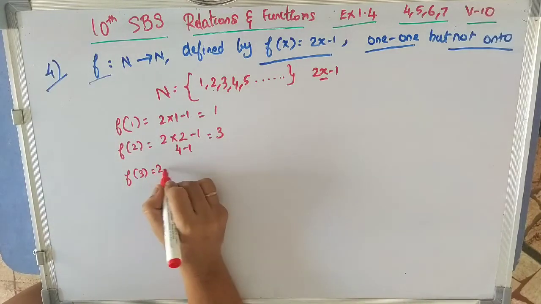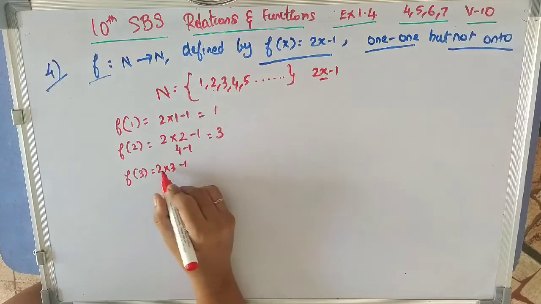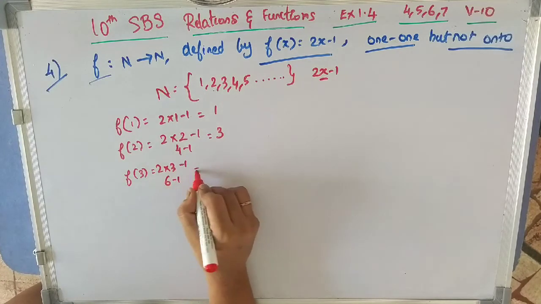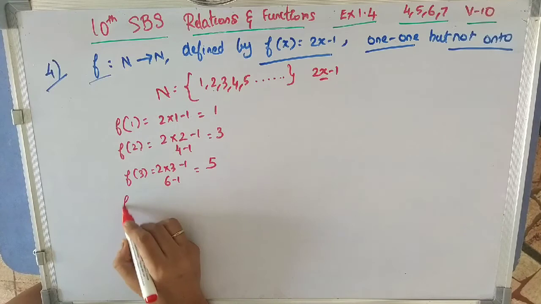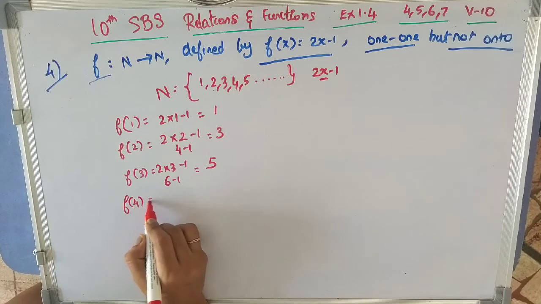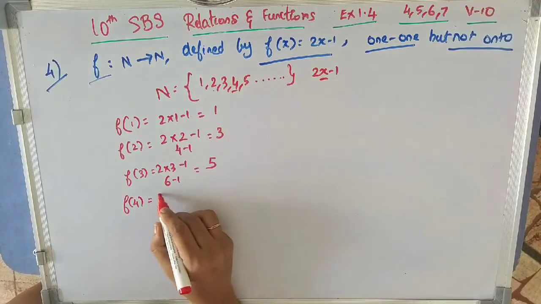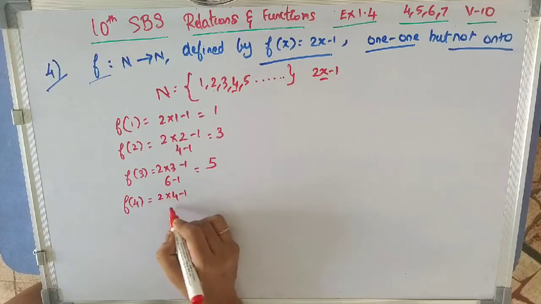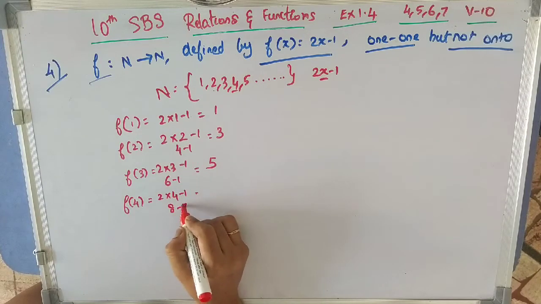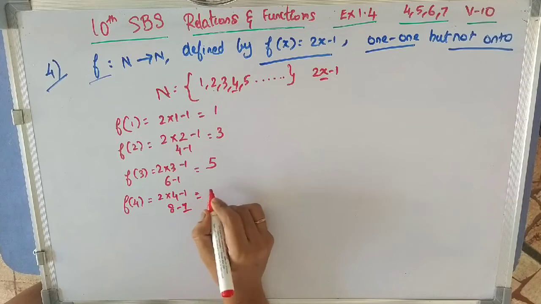2 into x minus 1, so 2 into 3 minus 1. That is 6 minus 1, that is equal to 5. f of 3 is 5. Next, f of 4. 2 into x minus 1, that is 2 into 4 minus 1, 8 minus 1. That is equal to 7.